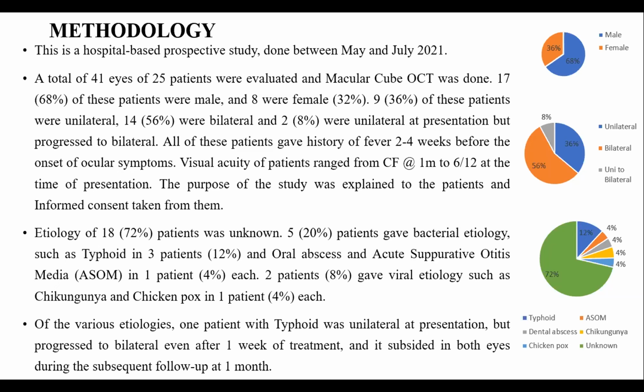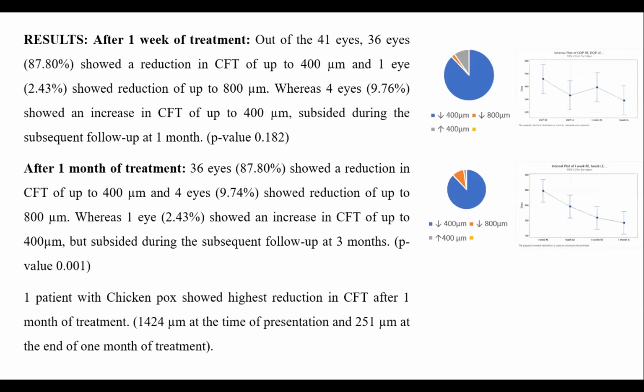Among the various etiologies, 1 patient with typhoid was unilateral at presentation but progressed to bilaterality even after 1 week of treatment, but it subsided during the subsequent follow-up visits. After 1 week of treatment, out of the 41 eyes, 36 eyes, that is 87.80%, showed a reduction of central foveal thickness of up to 400 micron, and 1 showed reduction of up to 800 micron. Whereas 4 eyes, that is about 9.76%, showed an increase in the central foveal thickness of up to 400 micron, which subsided during the subsequent follow-up at 1 month. After 1 month of treatment, 36 eyes, that is 87.80%, showed a reduction in central foveal thickness of up to 400 micron, and 4 patients showed reduction of up to 800 micron.